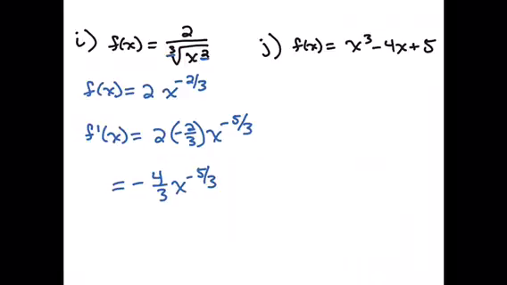Okay, for J, we have more than one term in our original function. When this happens, we just take the derivative of each term separately. So the derivative of x cubed is 3x squared. The derivative of negative 4x is negative 4. And the derivative of 5 goes to 0. So that's our final answer.